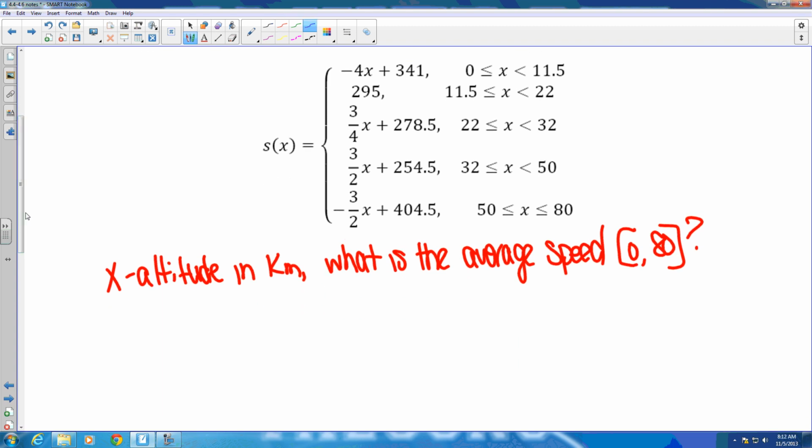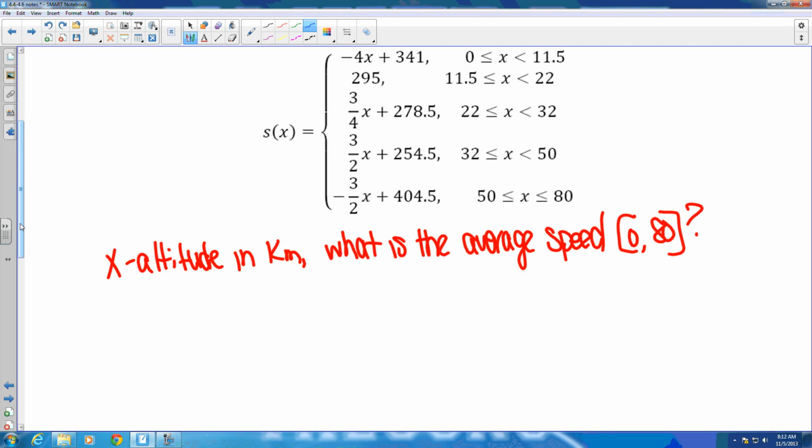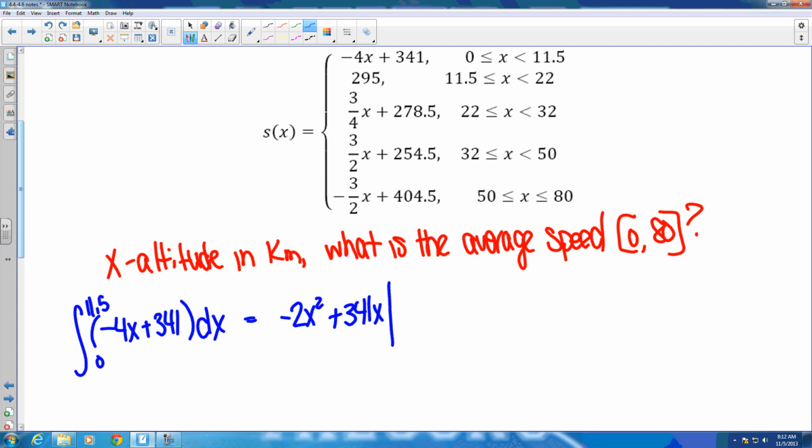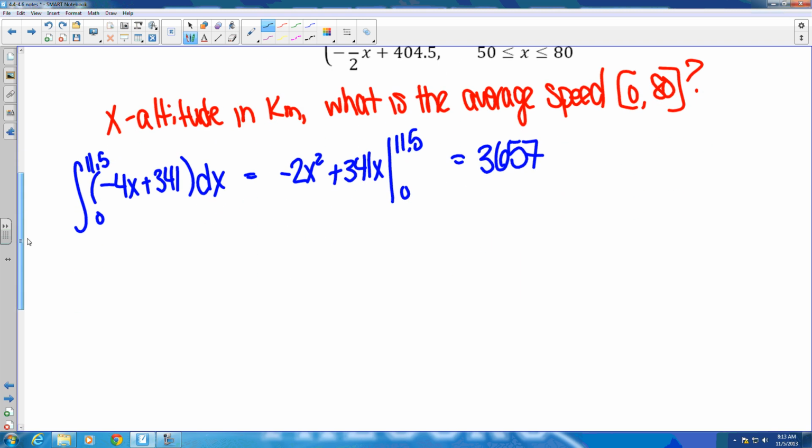Okay, so we actually have to find the average value. Because there's 5 different intervals, we have to find the integral of each one of those and then add them together. Our first one is going to be from 0 to 11.5 of negative 4x plus 341 dx. The integral of that is negative 2x squared plus 341x evaluated from 0 to 11.5, which is 3,657. I'm going to go fairly quickly here just to make sure that we can get through everything in one video.